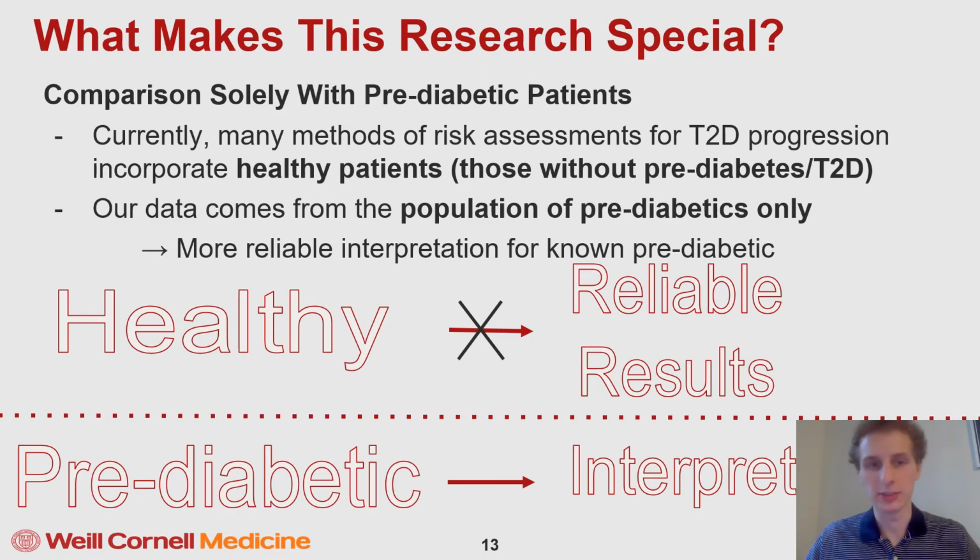So what makes this research special is that we use only pre-diabetic patients. This is important because right now, over 1 in 3 patients in America are pre-diabetic. And currently, many methods of risk assessment for type 2 diabetes progression incorporate healthy patients, which does not give you a reliable result for these 1 in 3 pre-diabetics. So we wanted to create something that used only pre-diabetic patients, which results in a more reliable interpretation.